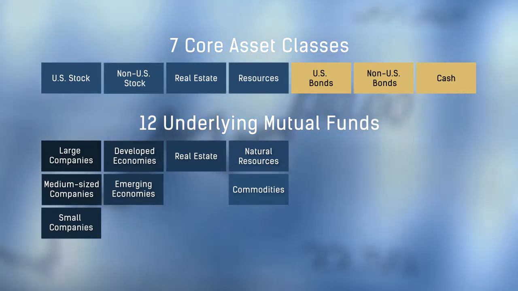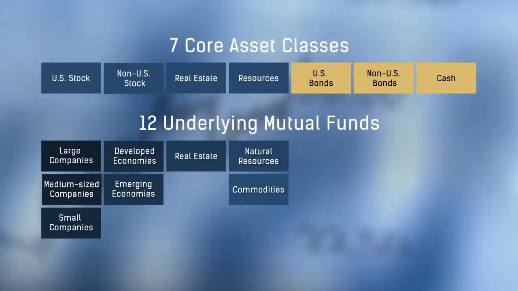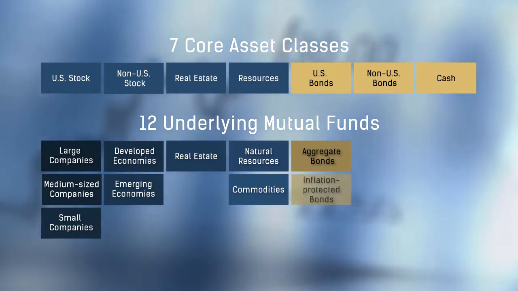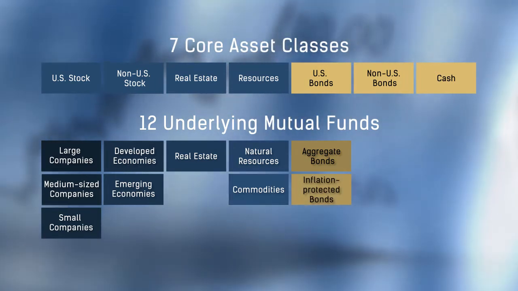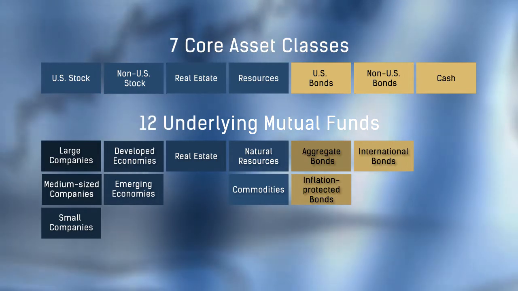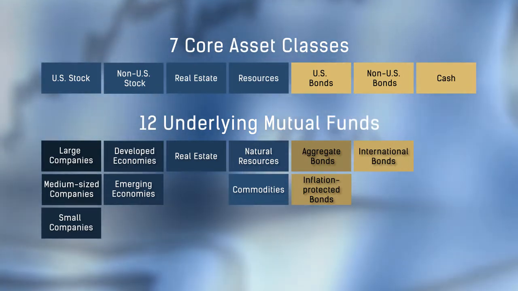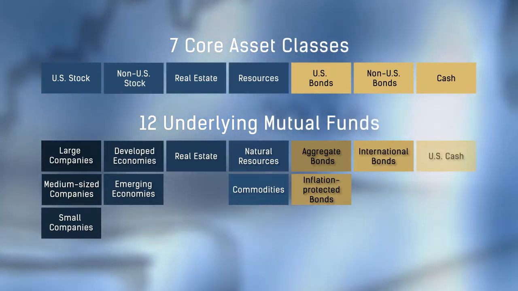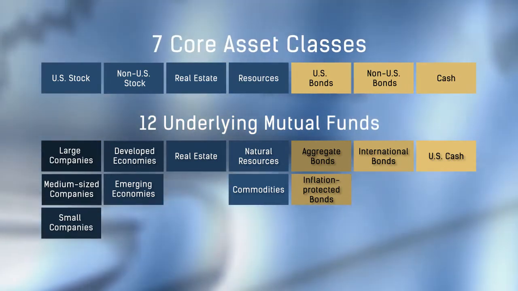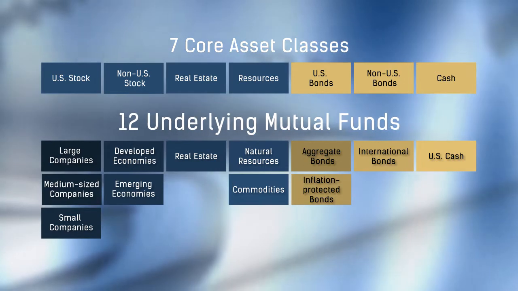The U.S. bonds core asset class contains 2 subcategories: aggregate bonds and inflation-protected bonds. The non-U.S. bonds core asset class contains only the international bond subcategory. And the cash core asset class contains only the U.S. cash subcategory. In total, there are 7 core asset classes and 12 subcategories.